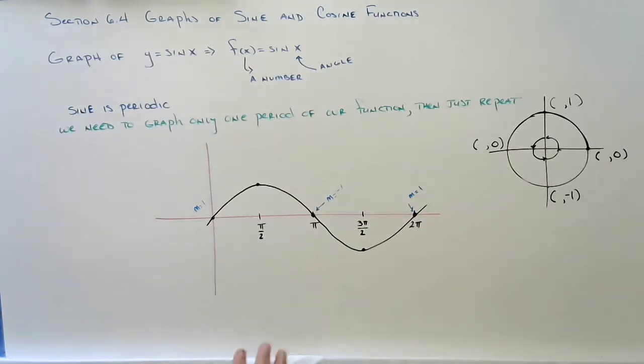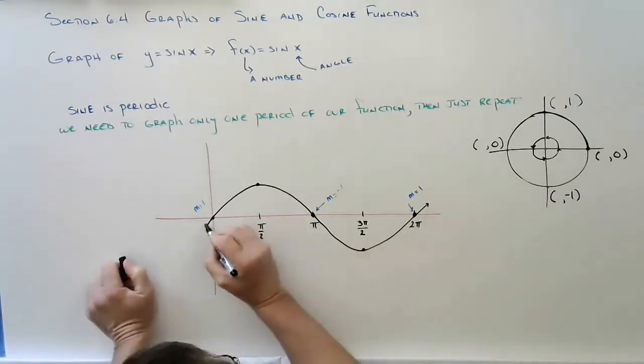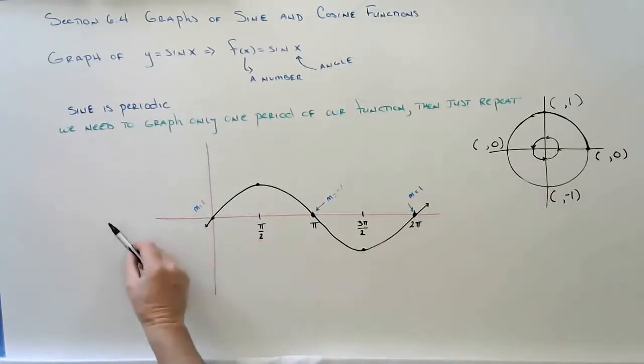Now, that's not the graph of sine. We're going to put an arrow here. And we're going to put an arrow here because sine is periodic. We know that this curve is just going to keep repeating itself. And over here, this curve is going to keep repeating itself.